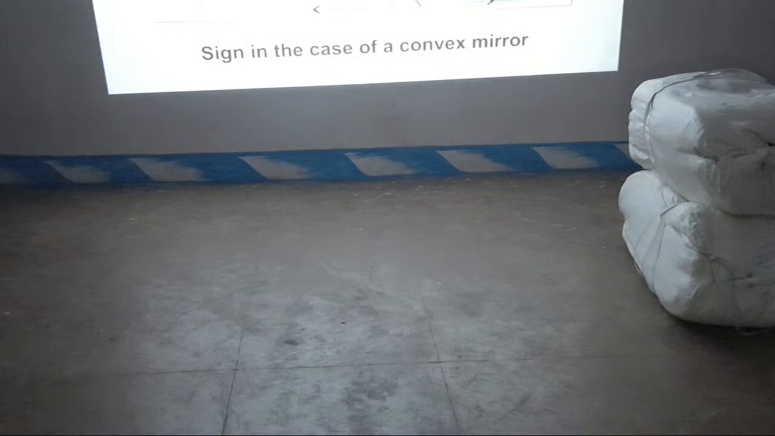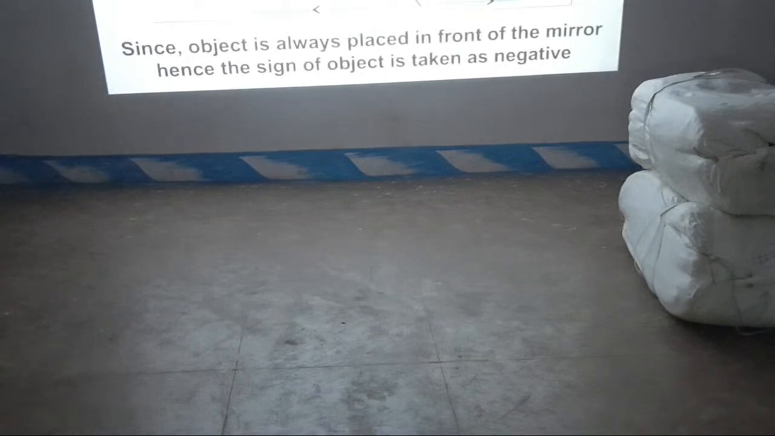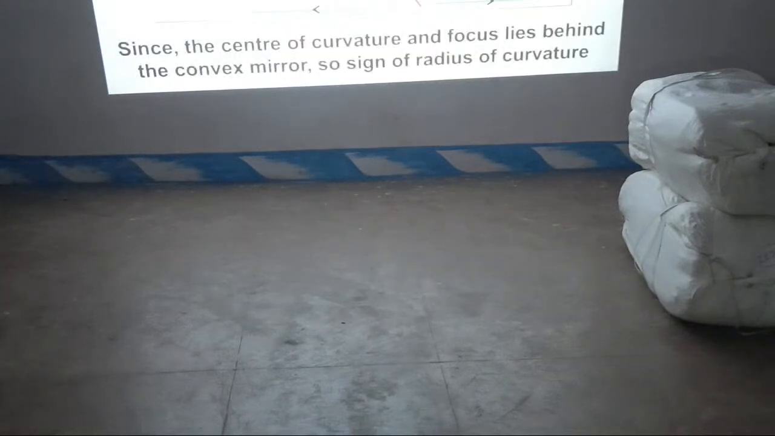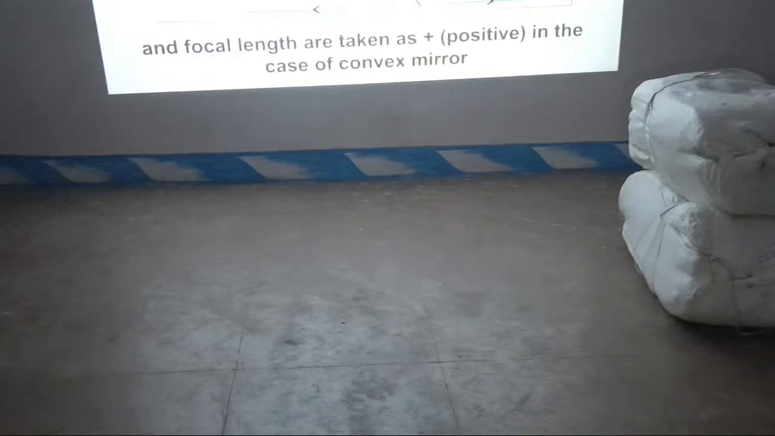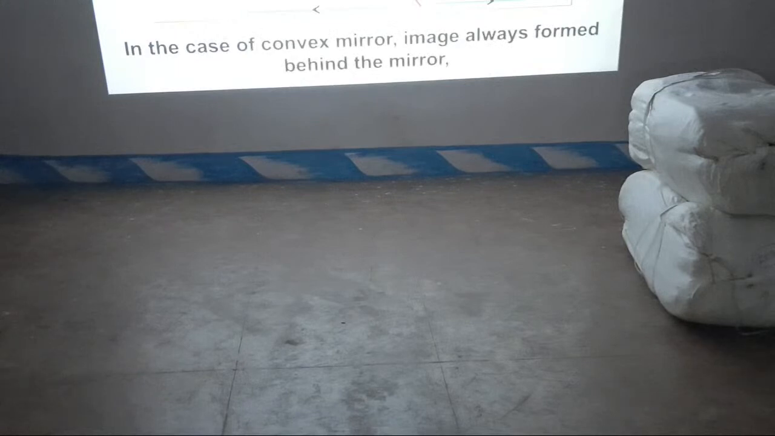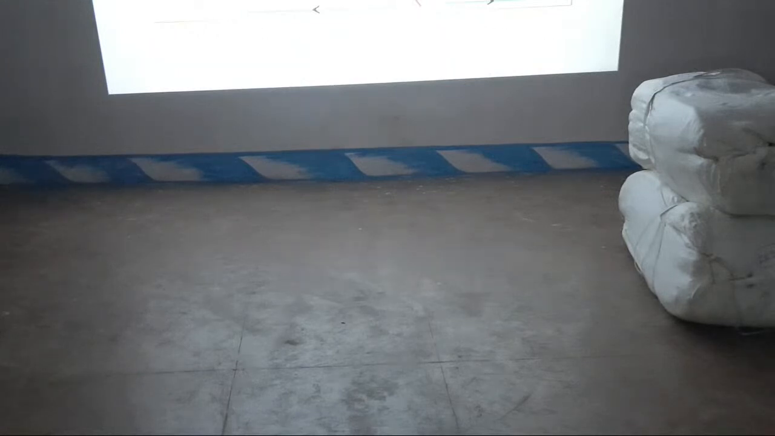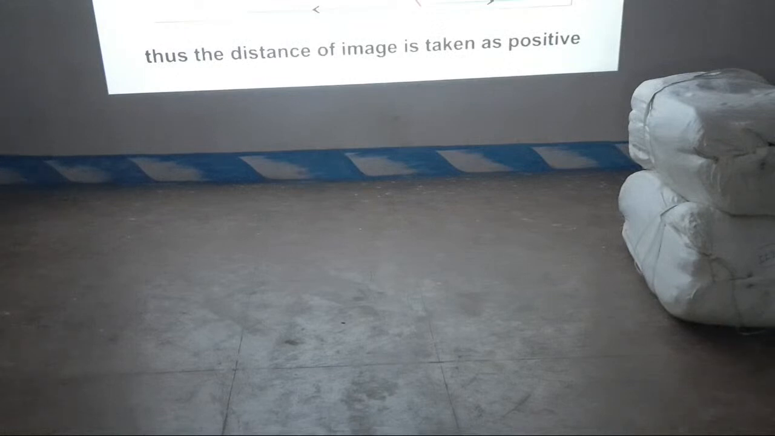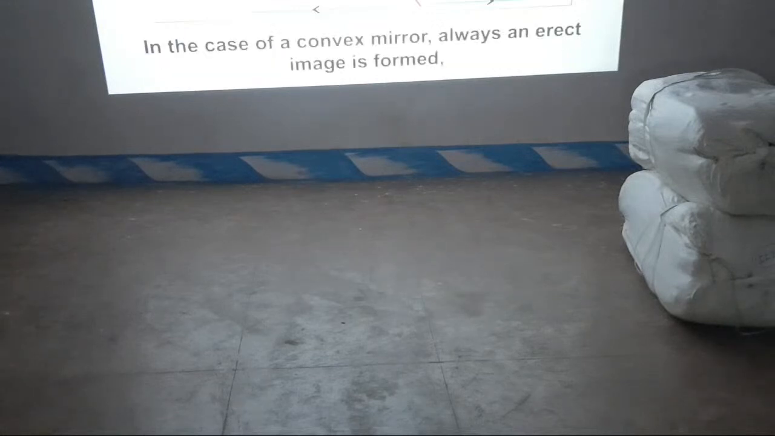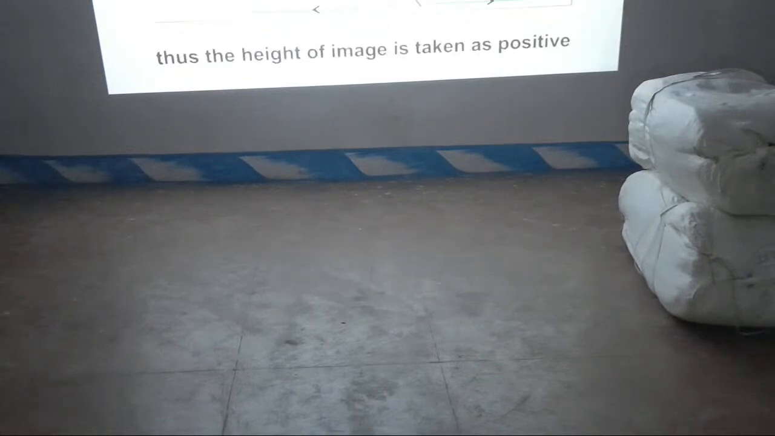Sign convention in the case of a convex mirror. Since the object is always placed in front of the mirror, the sign of object distance is taken as negative. Since the center of curvature and focus lie behind the convex mirror, the sign of radius of curvature and focal length are taken as positive in the case of a convex mirror. In the case of a convex mirror, the image always forms behind the mirror, thus the distance of image is taken as positive. In the case of a convex mirror, an erect image is always formed, thus the height of image is taken as positive.